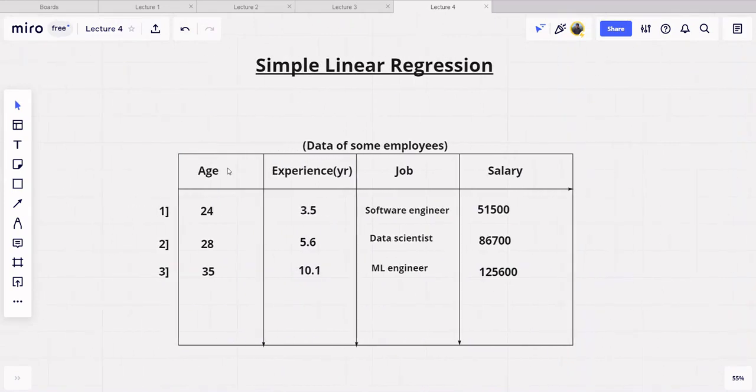Okay, so here is some data that I have created. This data is of some employees in a certain company. Now each row basically represents data about a particular employee.